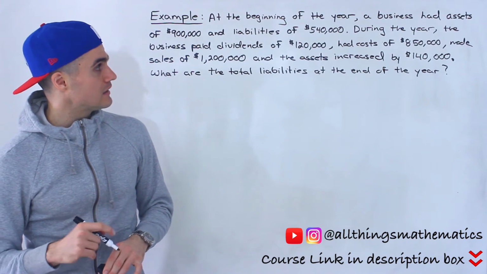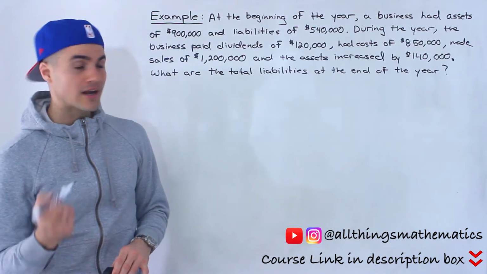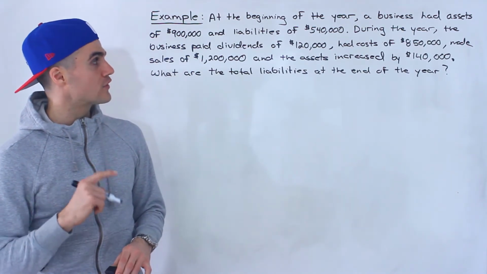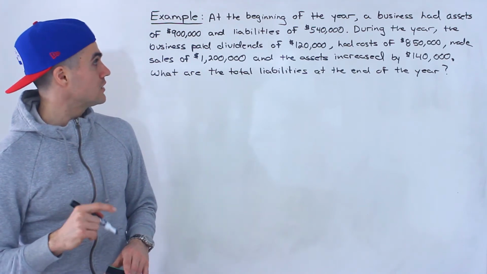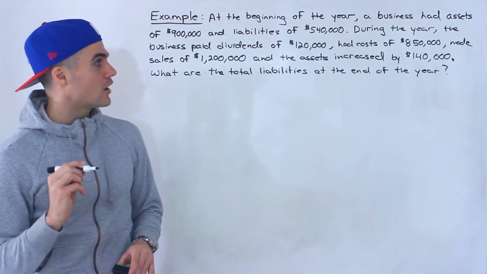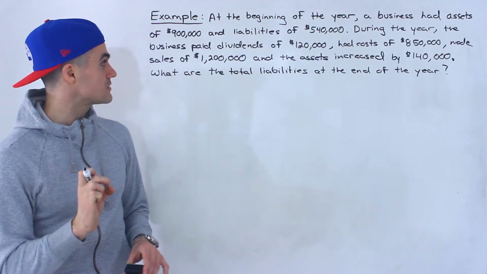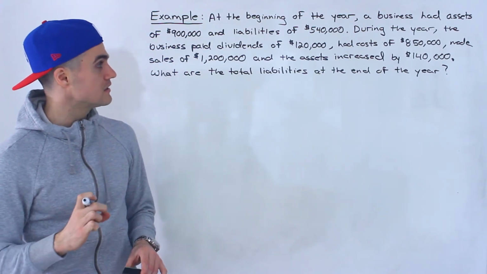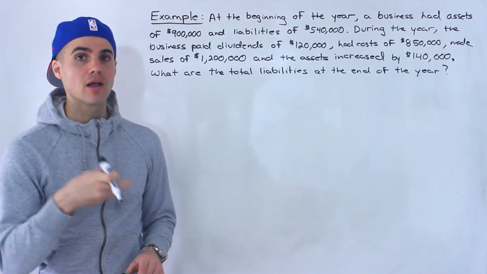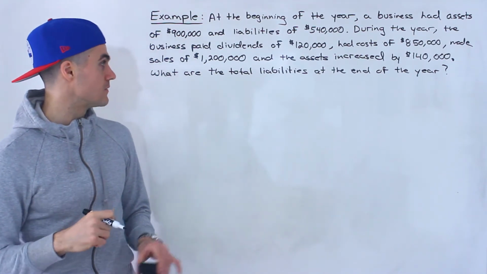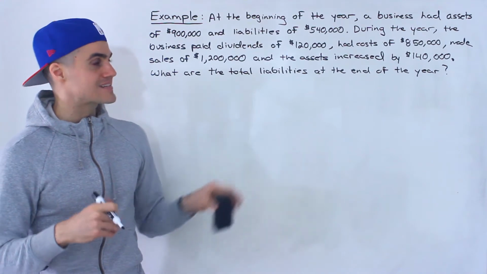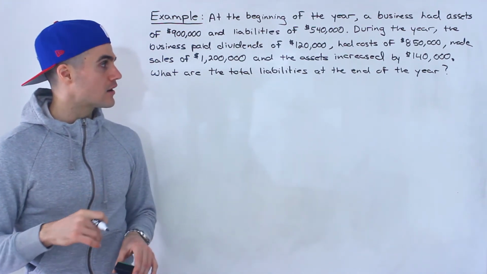So at the beginning of the year, a business had assets of $900,000 and liabilities of $540,000. During the year, the business paid dividends of $120,000, had costs of $850,000, made sales of $1,200,000, and the assets increased by $140,000. What are the total liabilities at the end of the year?